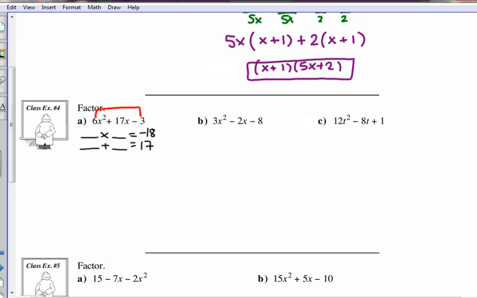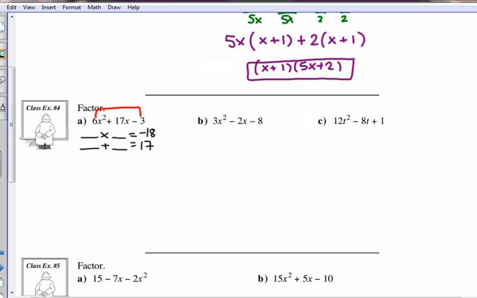Now, if it's multiplying to a negative, whenever we want two numbers that multiply to a negative, what does that mean? One positive, one negative. Always, always, always. If it multiplies to negative, one's going to be positive, one's negative.